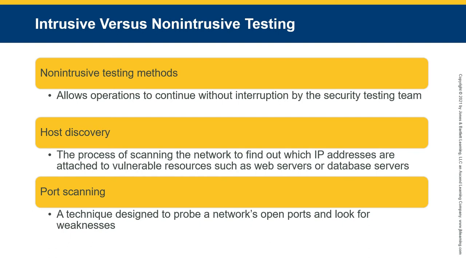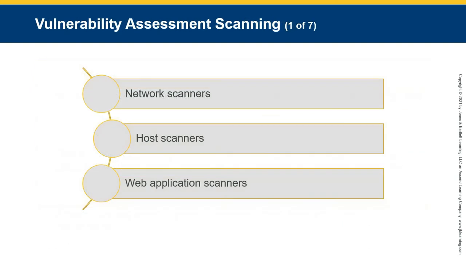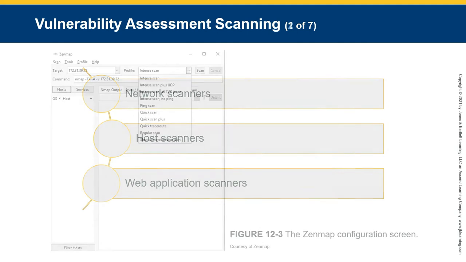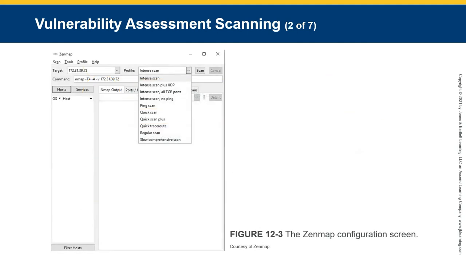Non-intrusive testing methods allow operations to continue without interruption by the security testing team. Host discovery is the process of scanning the network to find out which IP addresses are attached to vulnerable resources, such as web servers or database servers. Port scanning is a technique designed to probe network open ports and look for weaknesses. Vulnerability assessment scanning uses network scanners, host scanners, and web application scanners.